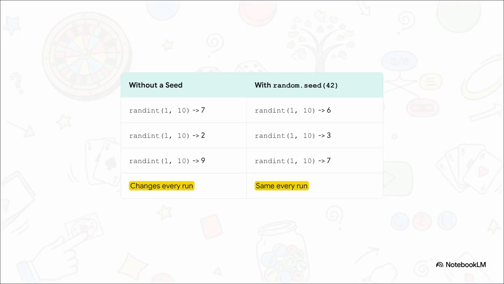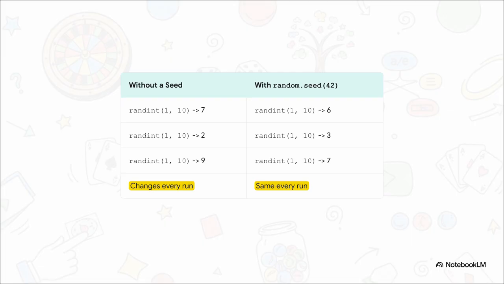Okay, here is the first thing you absolutely need to understand. Python's random module isn't, well, truly random. It's what we call pseudo-random. The numbers look random, but they're actually created by a predictable algorithm. The cool part is, we can control the starting point of that algorithm with something called a seed. See on the left? Without a seed, you get different numbers every single time. But look at the right.